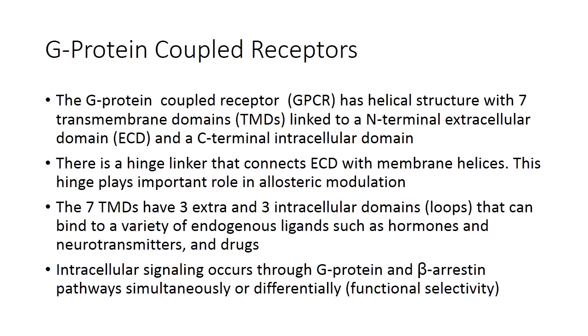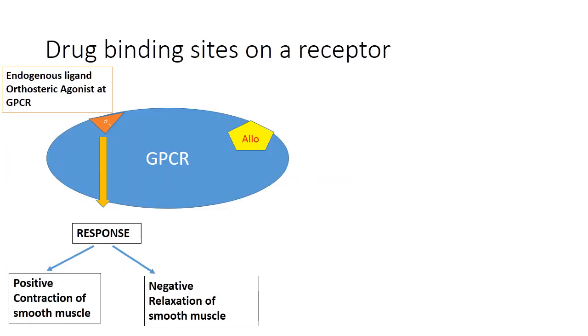Intracellular signaling occurs once there is a binding of drug on the receptor, and activation of G proteins and/or beta arrestin pathways, simultaneously or differentially, will result in an increase or decrease in a cellular function. Now, if there is a preferential activation of one pathway over the other, then it is called functional selectivity. This is a general concept, not the details.